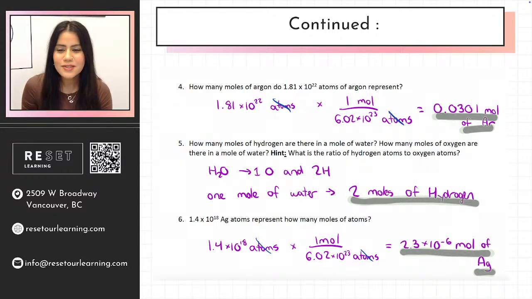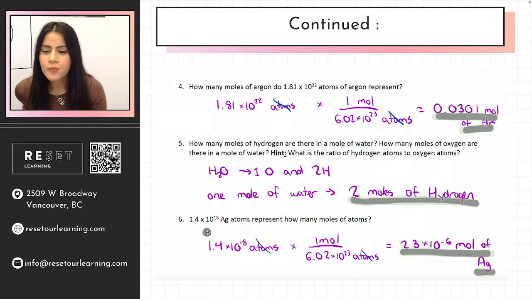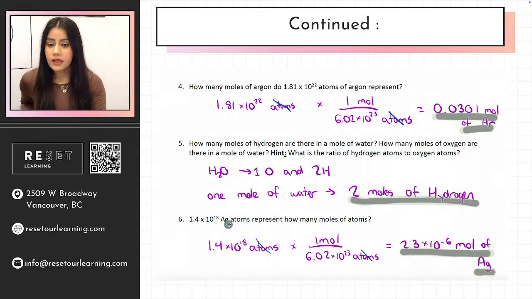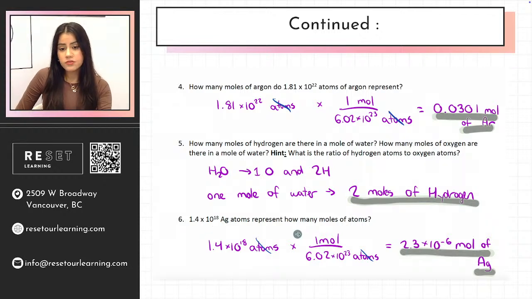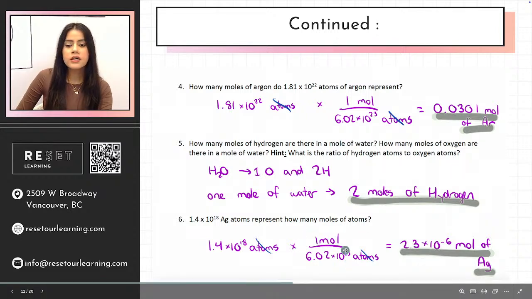Okay, one last question on this topic. So 1.4 times 10 to the 18 silver, which is Ag, atoms represent how many moles of atoms? Same thing. They're asking us to find moles. It's my desired. It will go on the top of the fraction. What is given to me goes on the bottom. So I have been given atoms, so I will have to find a ratio for atoms, which is Avogadro's number. When you divide these two numbers, you'll get 2.3 times 10 to the negative 6 moles of silver.